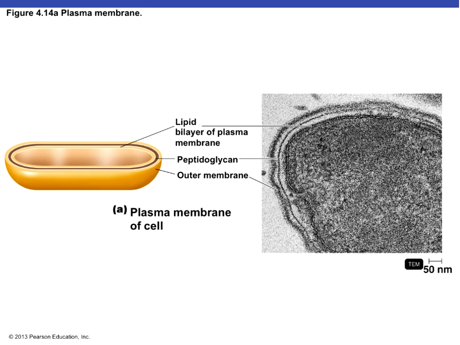Now on to the plasma membrane. The job of the plasma membrane is to be selectively permeable, and you've probably heard that term before, which means it lets some things in while other things cannot get in.